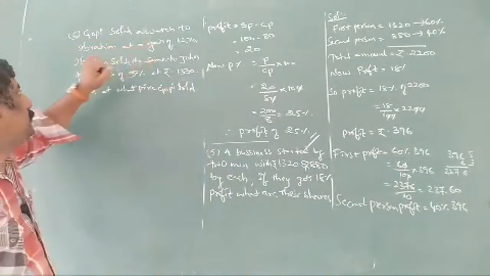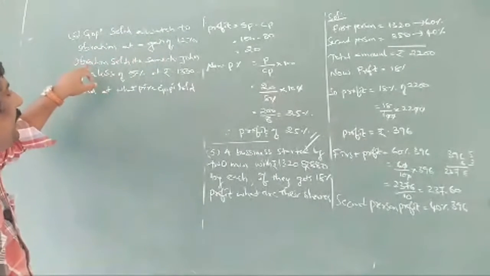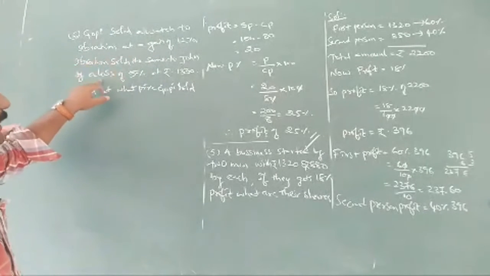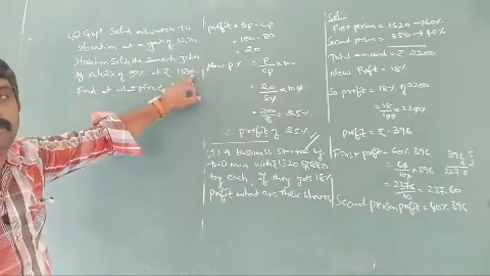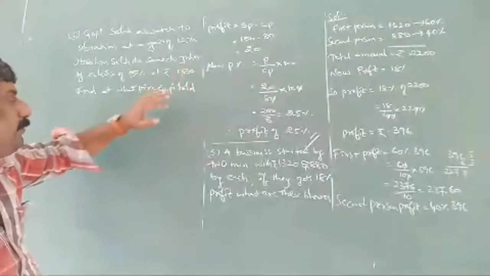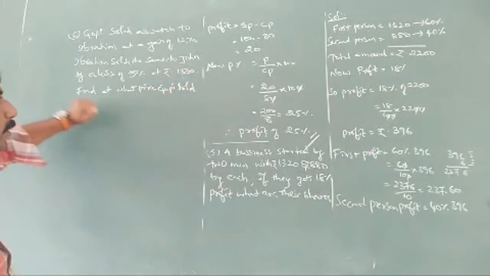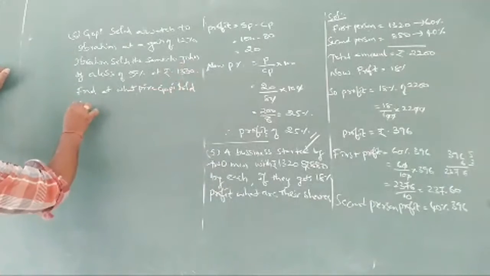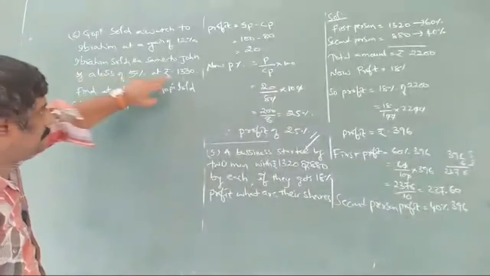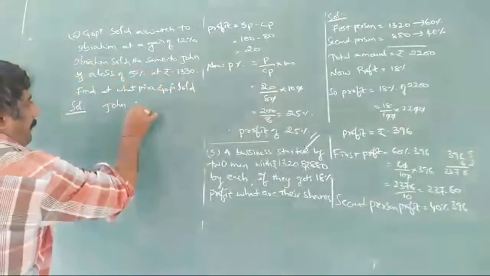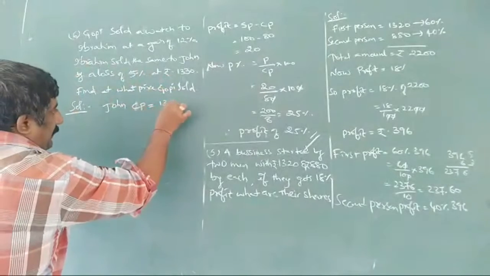Gopi sold a watch to Ibrahim at a gain of 12%. Now again, Ibrahim is selling the same to John at a loss of 5%, at rupees 1330. Now what do we need? We need at what price Gopi sold here. We'll write the data here first of all. John purchased at last. Sorry, John's cost price is 1330.